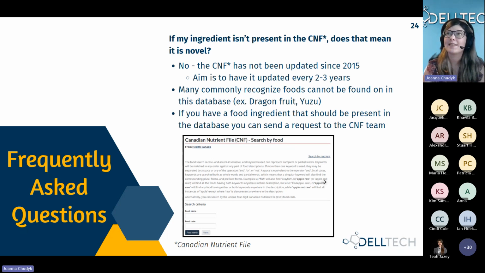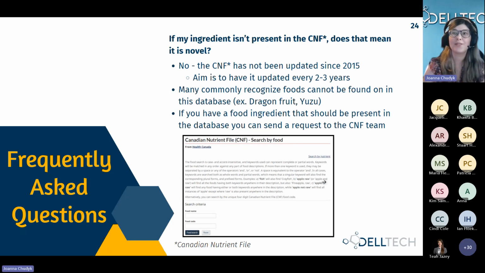If my ingredient isn't present in the CNF, does that mean it is novel? So I mentioned this on the previous slide. The CNF is a database, and I have a screenshot here on the slide as well. And the answer is no, just because an ingredient isn't in the CNF does not mean it is necessarily novel. The reason is that the CNF has not actually been updated since 2015. They aim to have it updated every 2 to 3 years, but they are very long overdue for an update. So we're hoping to expect one within the next 1 to 2 years.